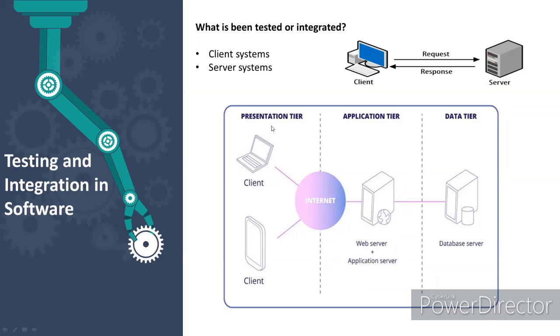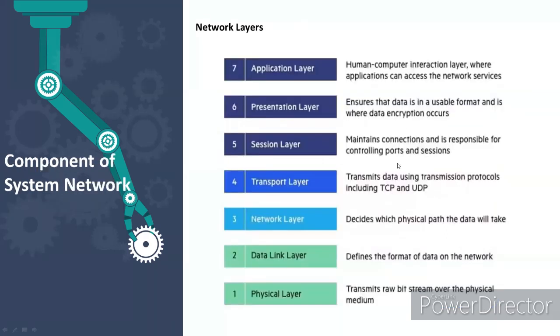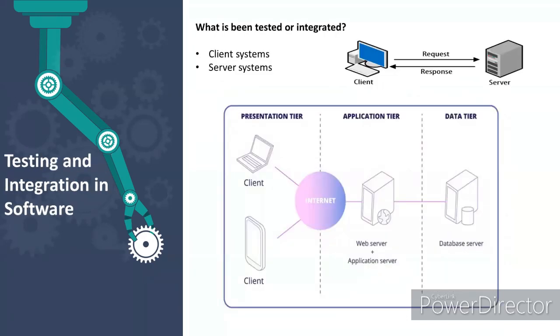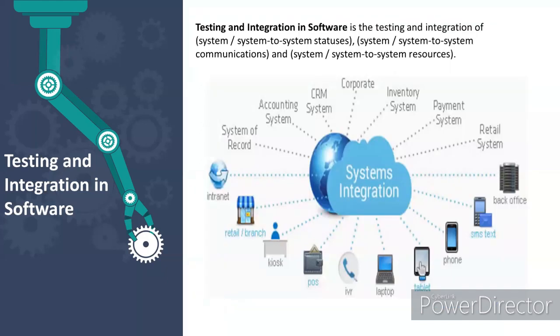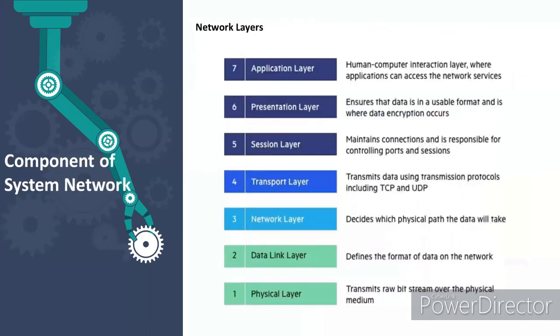All right, thank you. So the next part is the component of system network. The definition of testing and integration in software has to do with what? Testing and integration of the status of the system, the communication, and the system resources. If we combine status of the system and communication, it takes us to the network. If something is wrong with the communication and status, what are we checking? Network.